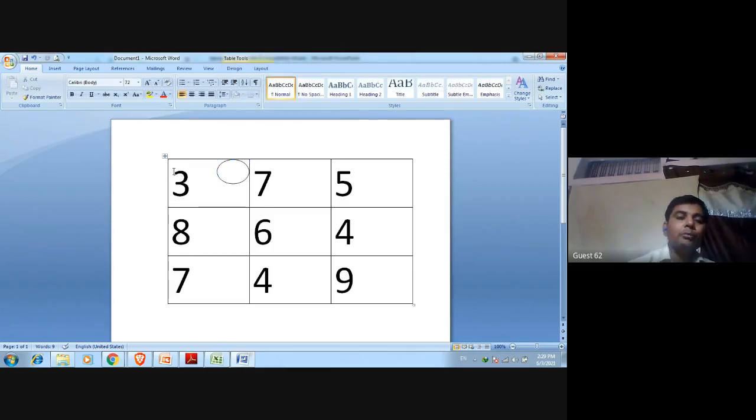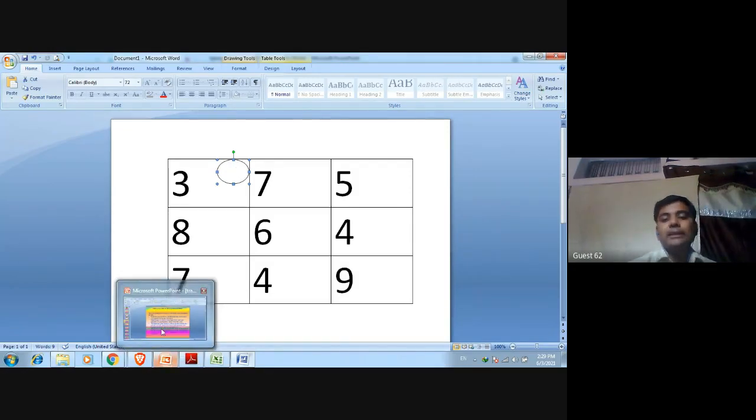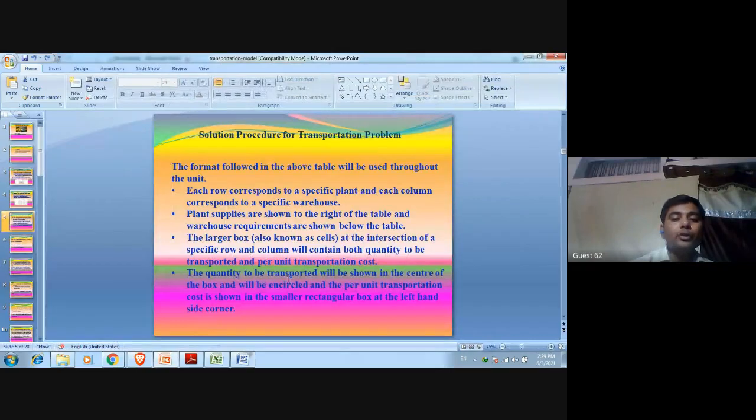This is your per unit transportation cost, and the unit that you will transport, we will write within the circle here. This is not showing because this is a figure. So you will write the transported unit within the circle. The quantity to be transported will be shown in the center of the box and will be encircled, and the per unit transportation cost is shown in the smaller rectangular box at the left hand side corner.